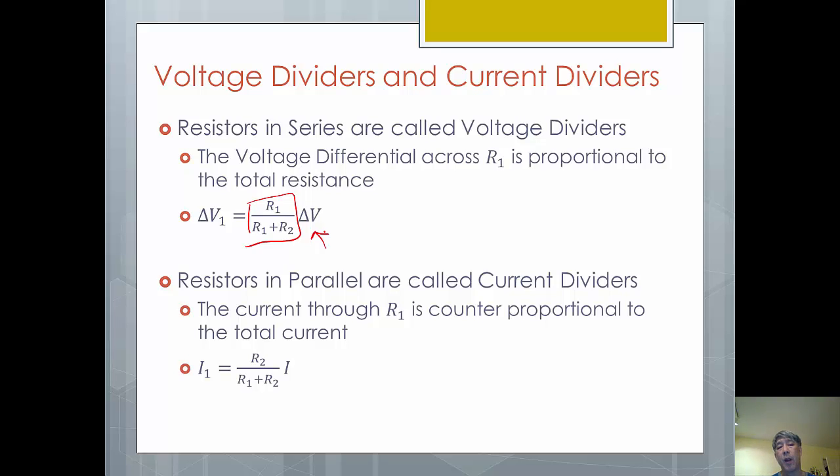Resistors in parallel are called current dividers because they divide the current between them. This formula is a little more complicated, and I would rarely recommend using it in situations with more than 2 resistors. It's a little different because the current through R1 is based on the fraction of R2. I describe this as counter proportional, because the current goes through the path of least resistance. So if I have 2 resistors, a 3 ohm and a 5 ohm, the amount of current going through the 3 ohm resistor is 5/8 of the total current.